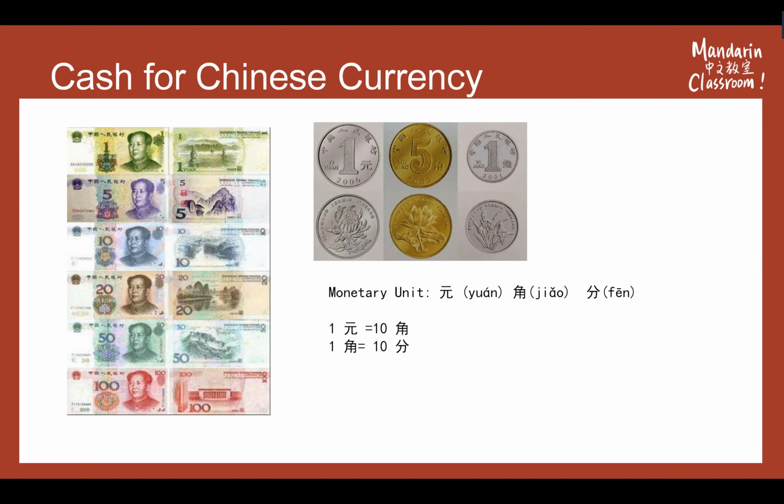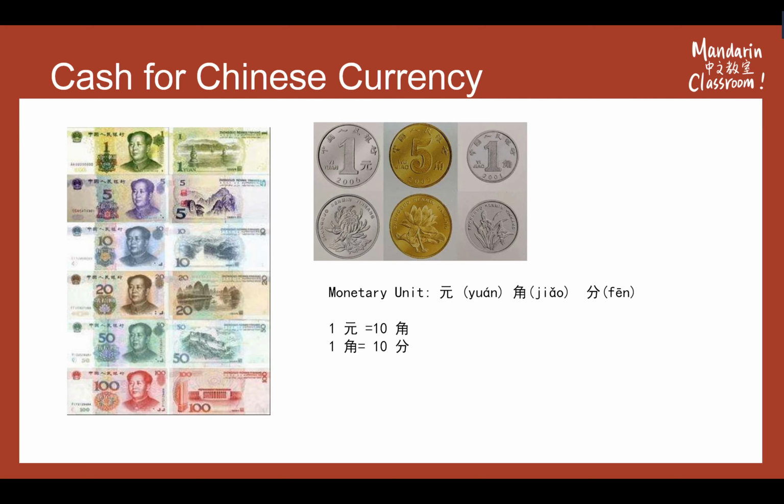And you could see the golden one. The golden one here is a new monetary unit. It's 角. In all the coins you could see 五角. 五角 equals half a yuan. Okay, and then the smallest one is 一角. Here's an equation: 1 yuan equals 10 角.